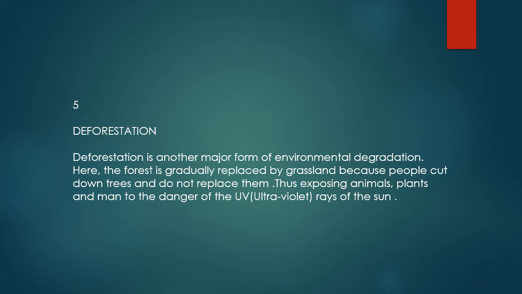Deforestation. Deforestation is another major form of environmental degradation. The forest is gradually replaced by grass because people cut down trees and do not replace them, thus exposing animals, plants, and man to the danger of the ultraviolet rays of the sun. These ultraviolet rays of the sun are very, very dangerous when they touch human beings and animals directly without having any reduction before reaching the atmosphere.